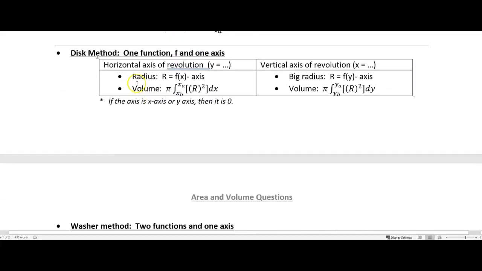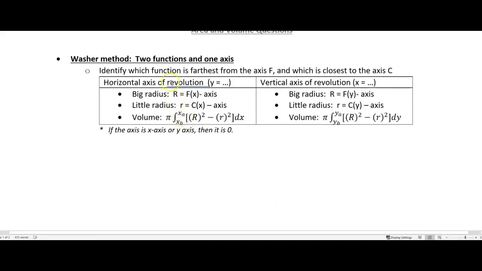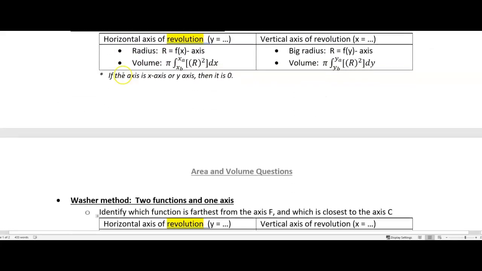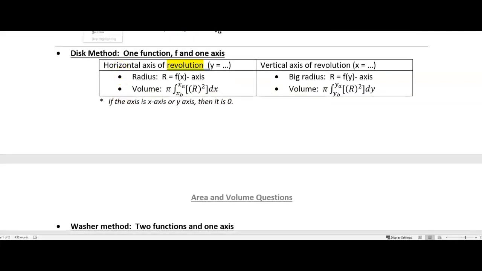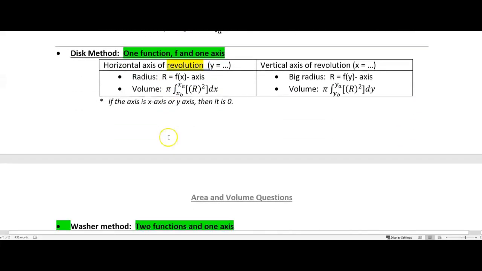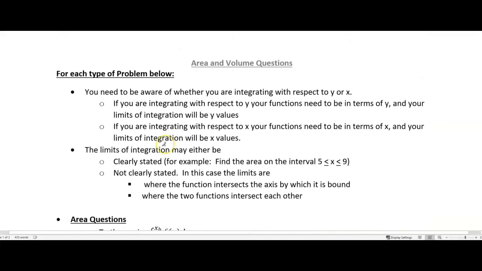The disk method or washer method, the key word to look for there is the word revolution. If you guys see the word revolution or revolves around or something about revolving, that's your key word that indicates that you're going to be doing one of these two things. Okay, the difference between the disk method and the washer method is as follows. The disk method has one function and one axis, whereas the washer method has two functions and one axis. So that is the four types of problems that we will be seeing with the area and volume type questions.